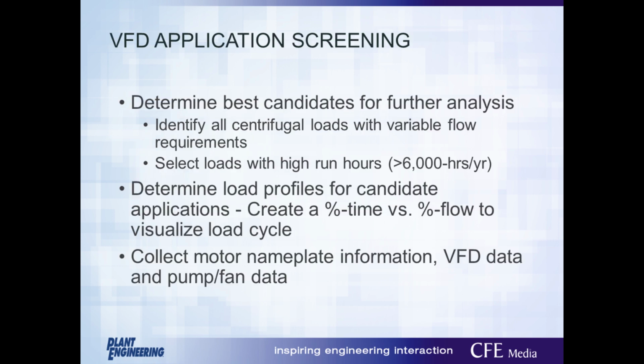Once you've identified potential motor applicants, dig a little deeper to determine the best candidates for a more in-depth analysis. If you've done what we call a motor survey of your facility, you'll capture a lot of this information. Look at the estimated, or better yet, exact run hours, and we would recommend looking at all centrifugal loads with operating hours over 6,000 hours annual usage.